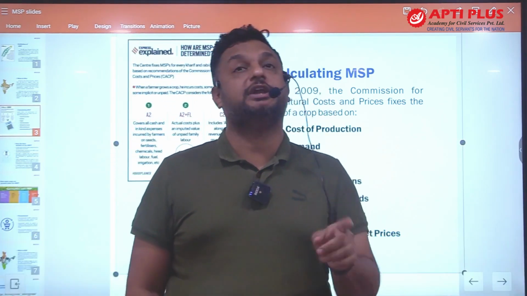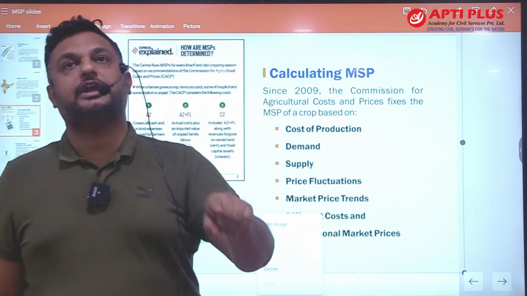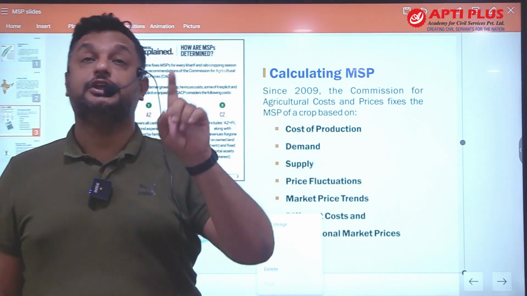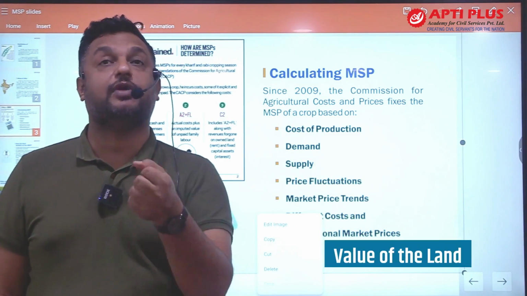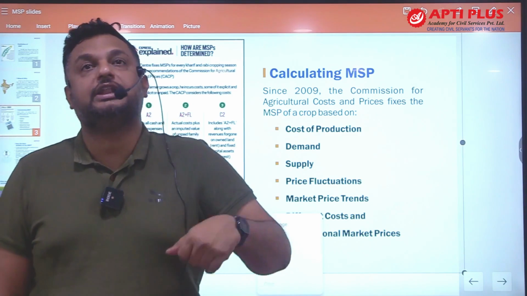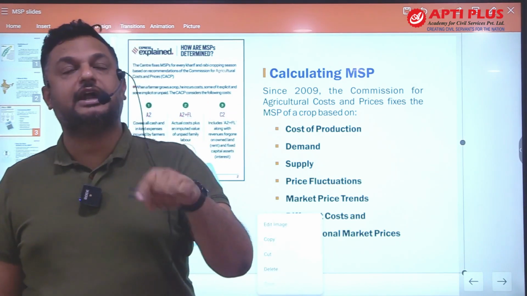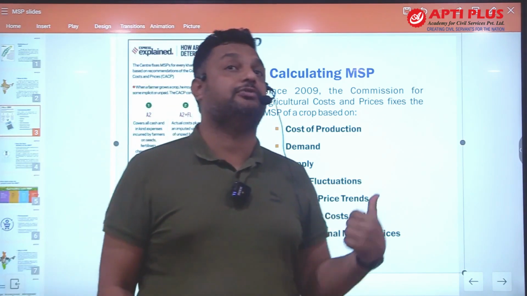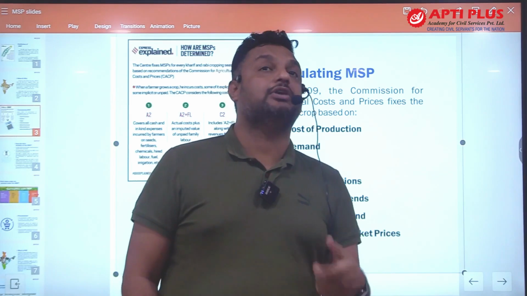C2 is a comprehensive cost. What is the meaning of comprehensive? Along with A2 plus FL, it includes the value of the land. If the farmer, rather than doing agriculture, sells the land and makes the money, and if he deposits the same money in a bank account, he would have earned what?